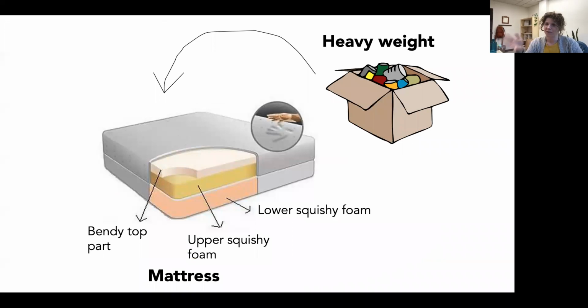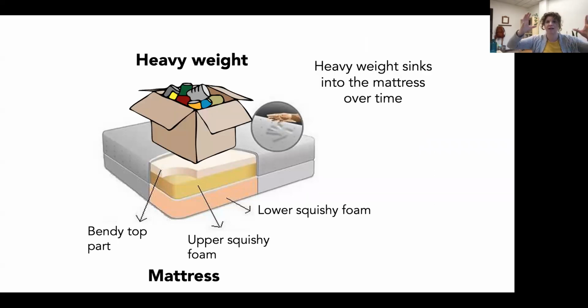Think about a foam mattress that has many layers. In this mattress, there are two foam layers: the upper squishy foam, the lower squishy foam, and a top part that's just a bendy top part. So what happens when we put a heavy weight onto this foam mattress?